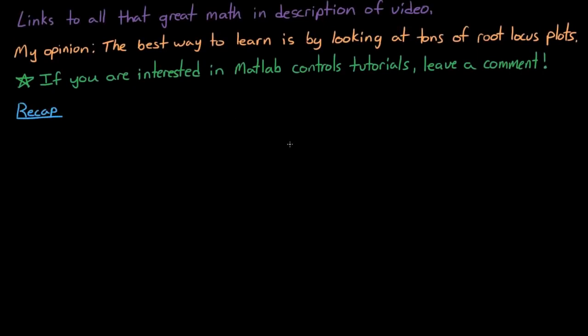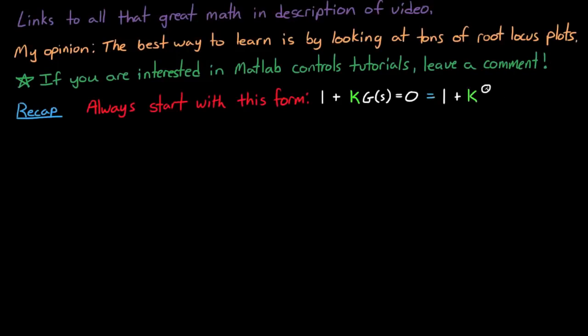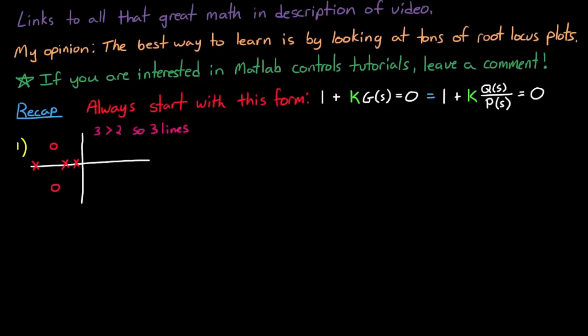Alright, now let me do a real quick recap of the first 4 rules. Remember that the first thing you need to do is rearrange your closed loop characteristic equation into this form, where the ratio of Q(s) and P(s) is the open loop transfer function G(s). So now the first rule states that there are as many lines as the degree of Q or P, whichever one is greater. So here I've drawn 3 poles and 2 zeros, and since 3 is greater than 2, then you know that there's going to be 3 lines.